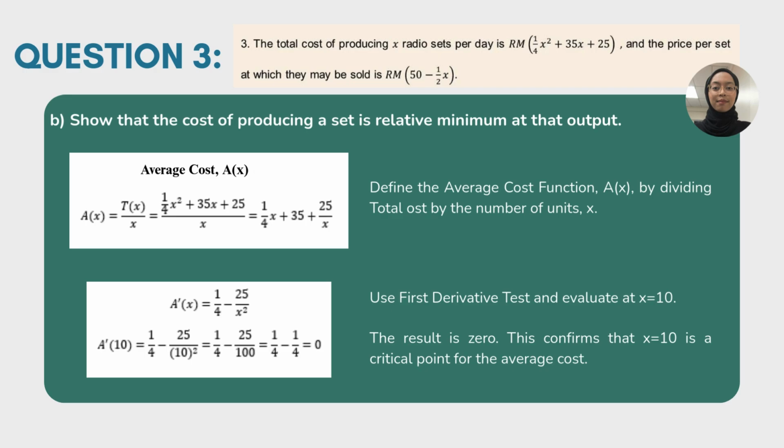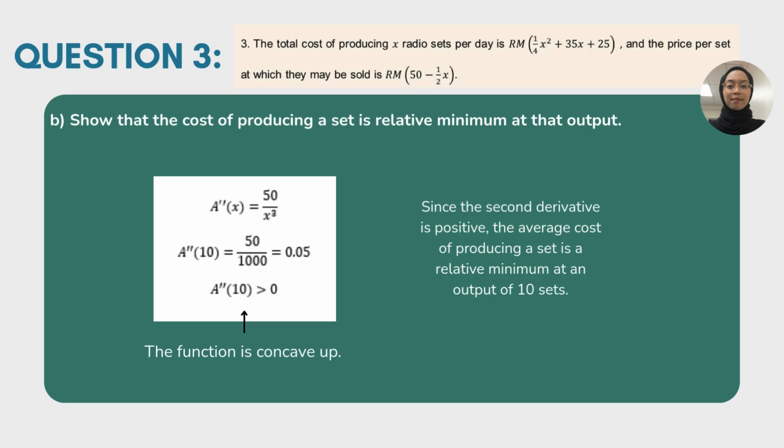To find the stationary points for this function, we have to differentiate A(x) to get A prime of x. As shown on the slide, A prime of x is 1 over 4 minus 25 over x squared. When we substitute 10 into the derivative, the result is exactly 0. This confirms that x equals 10 is indeed a critical point for the average cost. Finally, we must prove that this critical point is a relative minimum rather than a maximum. We do this by doing the second derivative test.